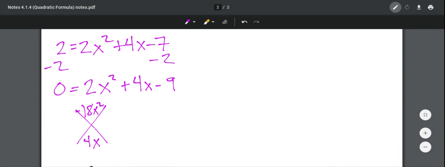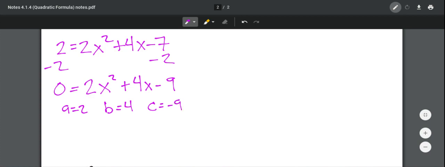You know that if you come up with a diamond and it doesn't work, like this one, 1 and 18, 2 and 9, 3 and 6, nothing works to get to 4. So that means that it doesn't work. So that means your A is 2, B is 4, C is negative 9.